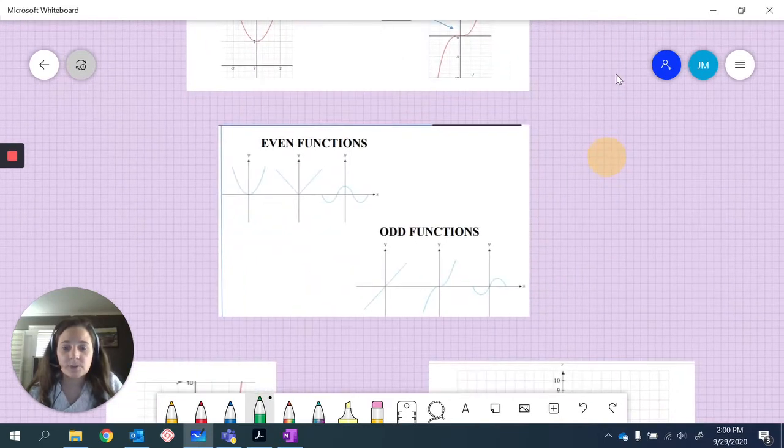So here are a few more examples of even and odd functions. Just take a second and look at those and imagine the y-axis sandwiched on top of itself, and the odd function, if you rotate it upside down, it would look exactly the same.